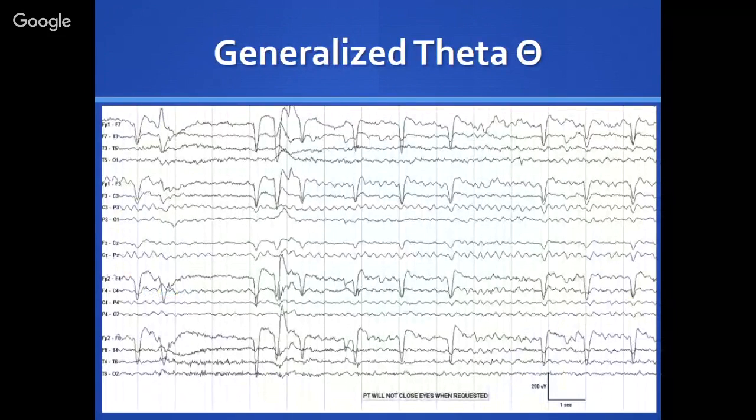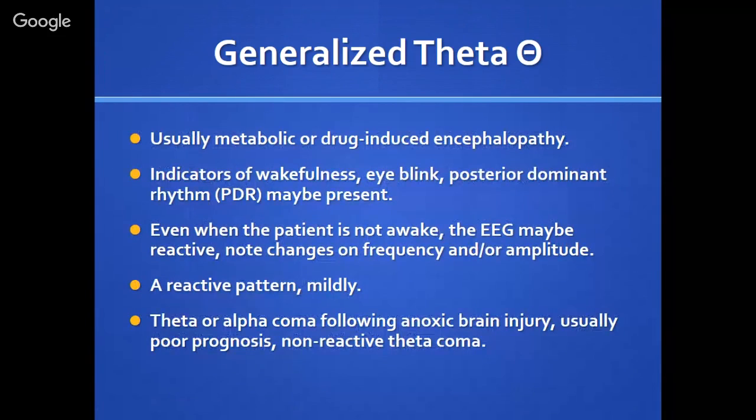Generalized theta activity. So usually, if you count the waves here, 1, 2, 3, 4, 5. So 5 hertz, associated with a lot of blinking. So that's a blinking artifact. Okay, blinking artifact. All right. So usually metabolic or drug induced.